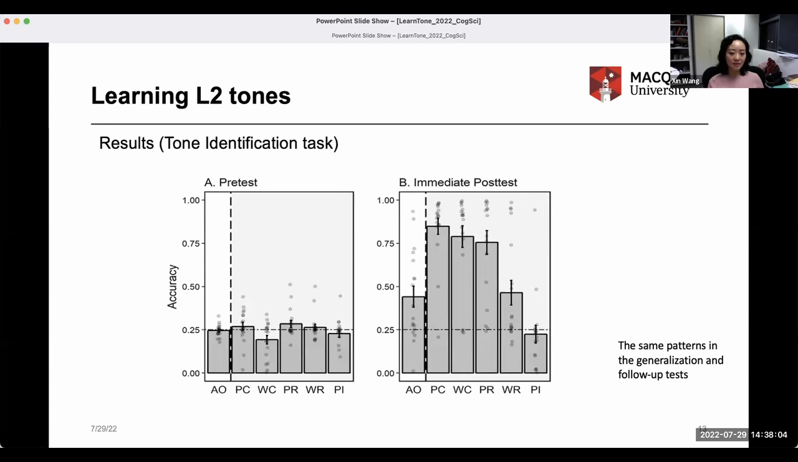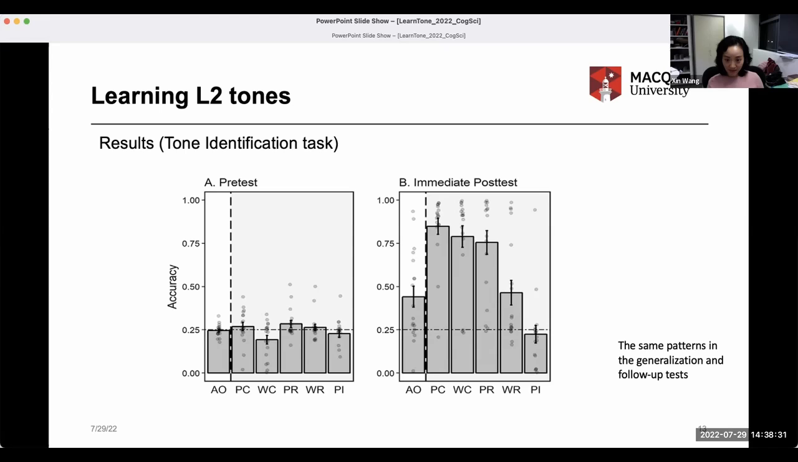The task that they ask participants to do is the tone identification task. And this is a very typical task in speech perception, where participants were presented the auditory tones and then they indicate by pressing one of the 4 buttons which tone the auditory corresponds to. In the pre-test, you can see that across the 6 different conditions, there was no significant difference.